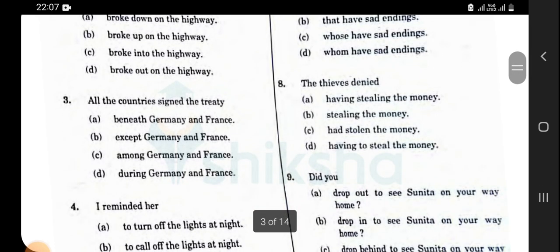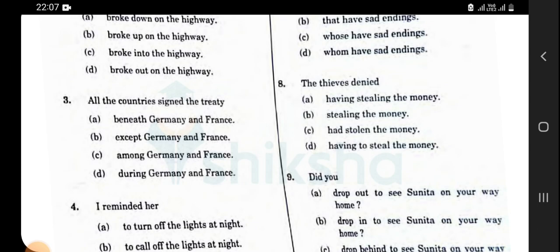Number 3, all the countries signed the treaty. Beneath Germany and France? No, not at all. Except Germany and France? Maybe. Among Germany and France? Probably. During Germany and France? Really? No. You can see the options. Now look, if you don't know the answer, let us go for omitting the options.